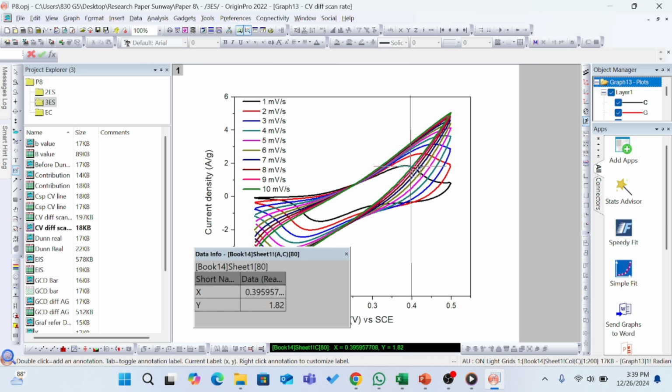Okay, what you need to do, you read at this line at 1 millivolt per second. So the important thing is just read the current density. So just read the current density. Here the y-axis is important for you. So y-axis 1.82 ampere per gram. So 1.82, so around that.